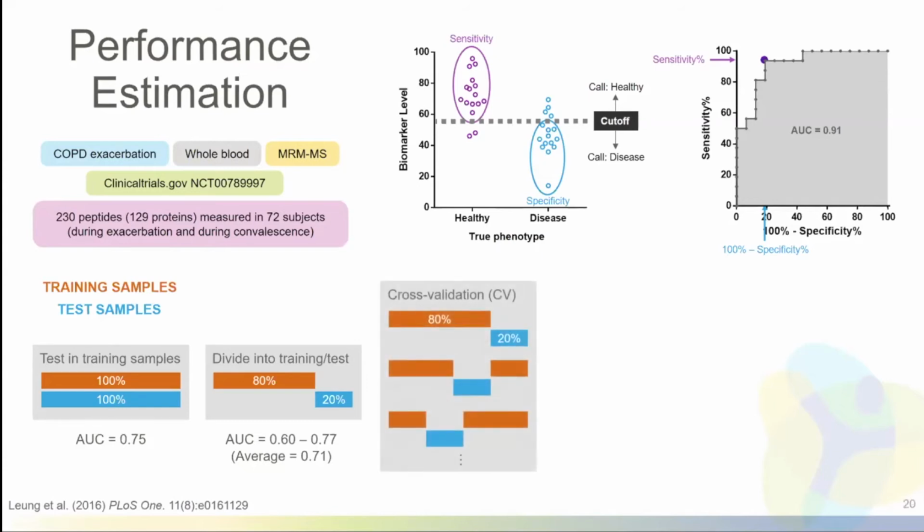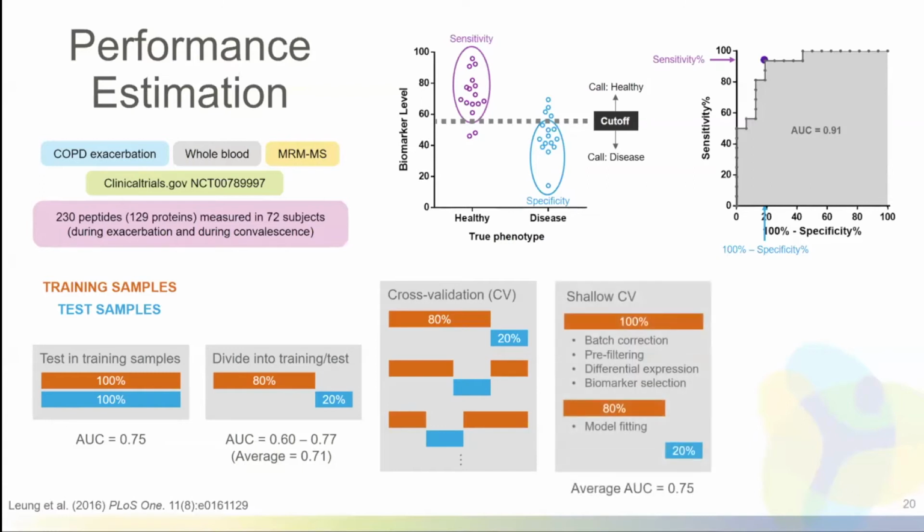But related to this concept is what's known as cross-validation, which is a more systematic and rigorous way of conducting the training test split multiple times. And it's done in such a way that every sample gets to be part of the test set exactly once. When it comes to getting a fair estimate of performance, it's also really important to distinguish between what we call shallow cross-validation versus deep cross-validation.